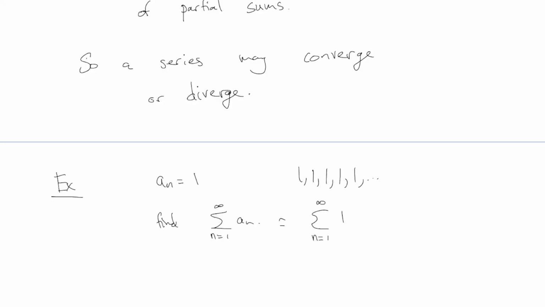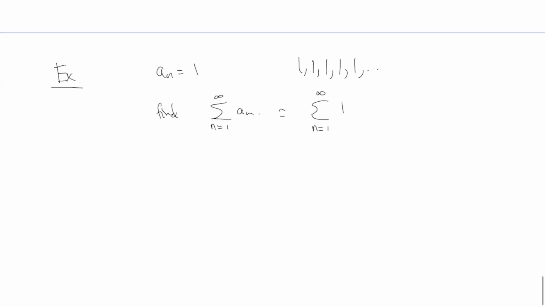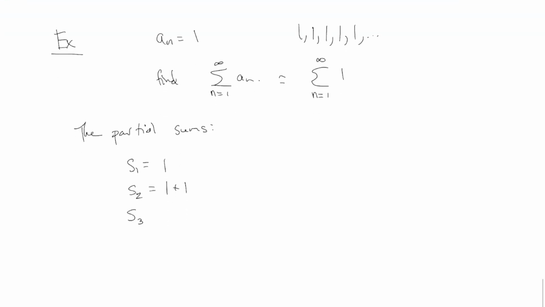Okay, but we should try to demonstrate this carefully. How we demonstrate this is we consider the partial sums. So the partial sums. All right, S1 is just the first term by itself, which would be 1. S2 is the first 2 terms, which would be 1 plus 1. S3 is the first 3 terms, which would be this. All right, etc.